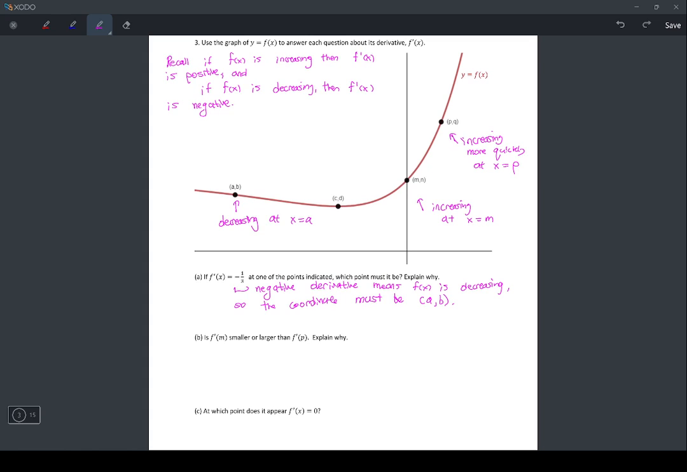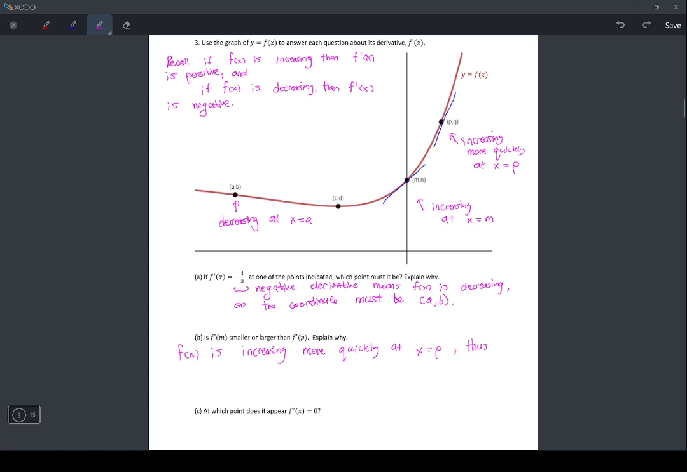Okay, part B asks if f prime of m is smaller or larger than f prime of p. Explain why. Well, f of x is increasing more rapidly, or more quickly, at x is equal to p. So what I use mentally to think about rates of increase or rates of decrease is I imagine what the tangent line would look like at each of these two locations, and I compare their slopes. And the slope of the tangent line at p is much higher than the slope of the tangent line at m. So the function is increasing more quickly there.